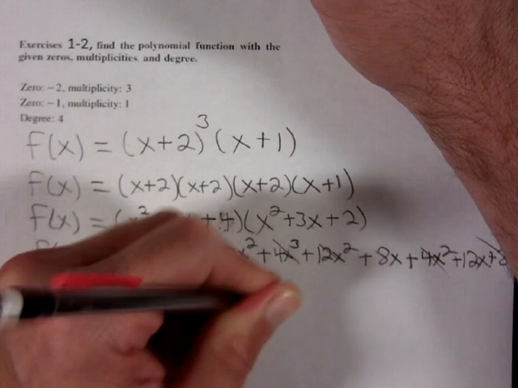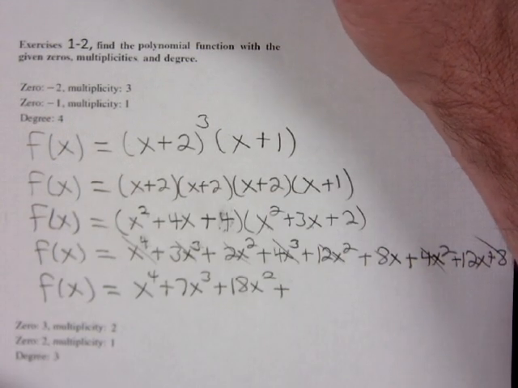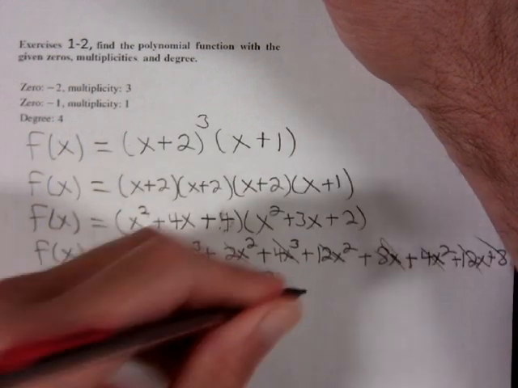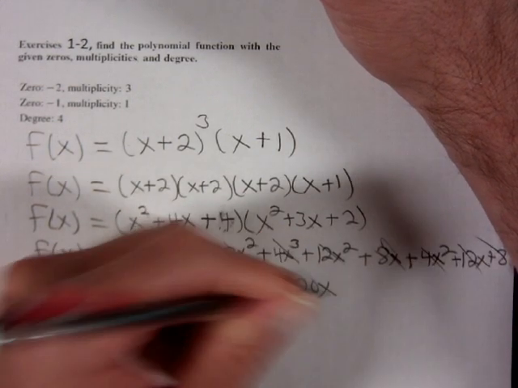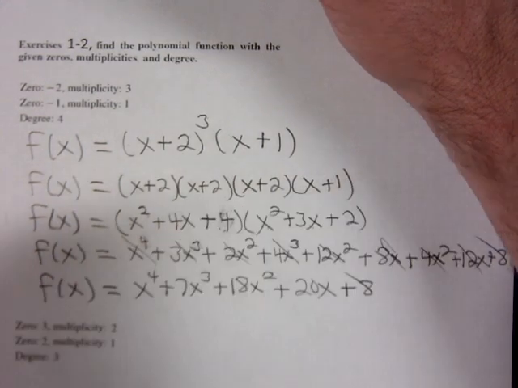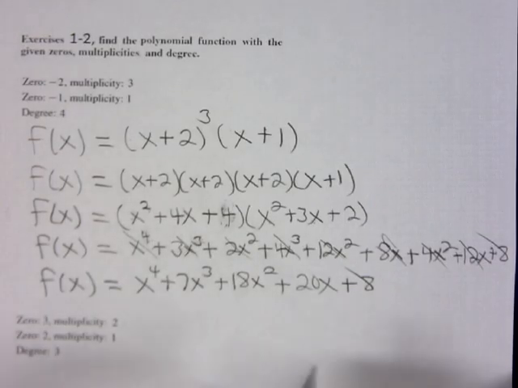All right, so what about x's now? I see an 8x and I see a 12x to make 20x. And we got plus 8. All right, so this would be the answer that you would be looking for.